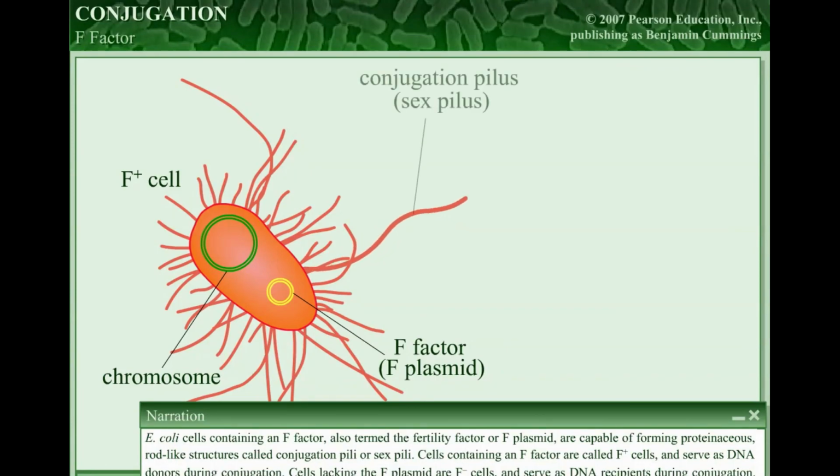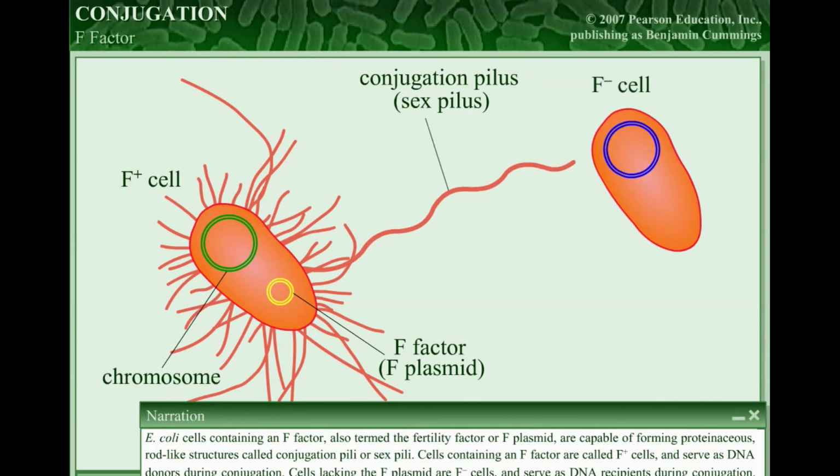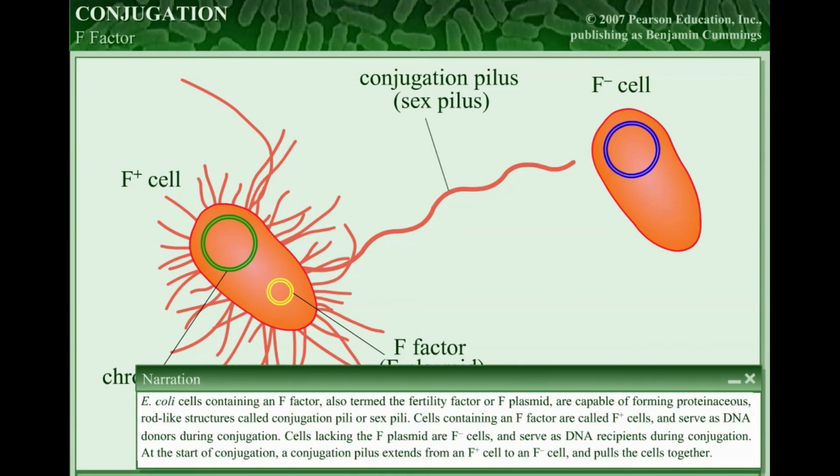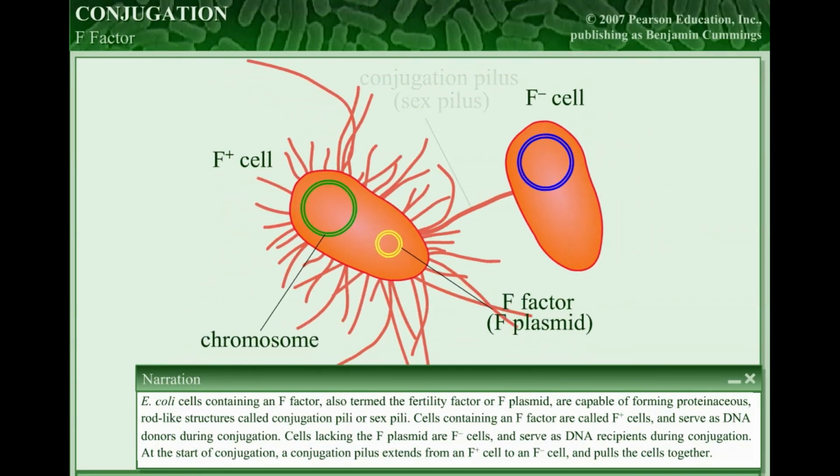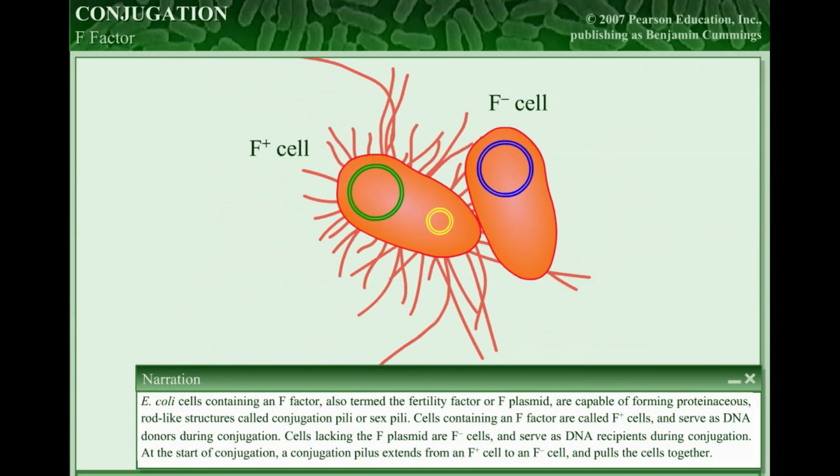E. coli cells containing an F factor, also termed the fertility factor or F plasmid, are capable of forming proteinaceous rod-like structures called conjugation pili or sex pili. Cells containing an F factor are called F plus cells and serve as DNA donors during conjugation. Cells lacking the F plasmid are F minus cells and serve as DNA recipients during conjugation. At the start of conjugation, a conjugation pilus extends from an F plus cell to an F minus cell and pulls the cells together.